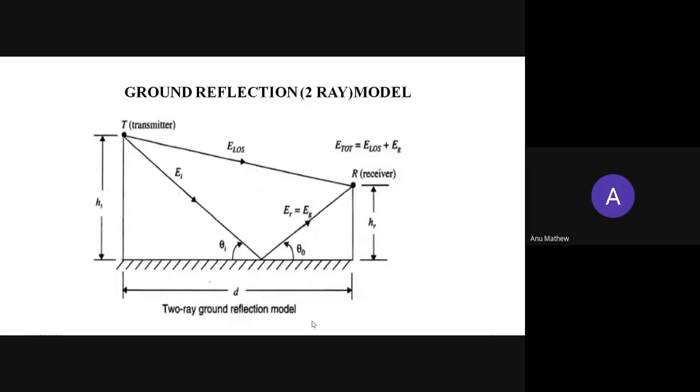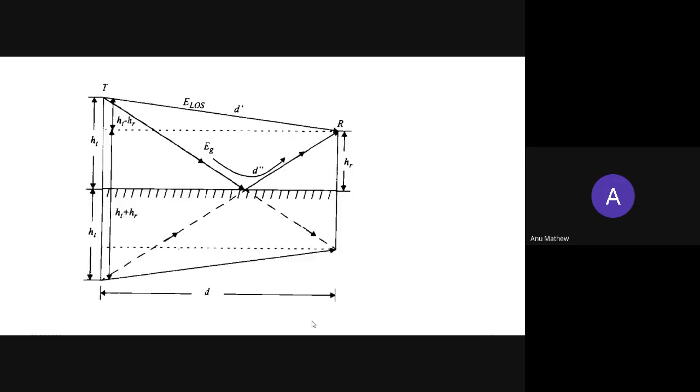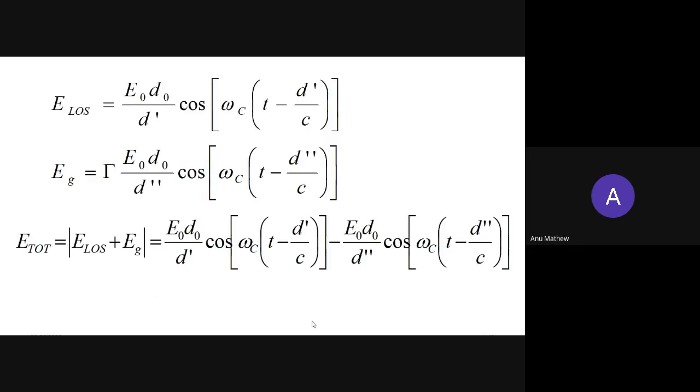Okay. So this is the actual representation of the two-ray ground reflection model, and this is for analysis. We are taking the mirror image of the ground reflection model. This is for the analysis, and now we have to find out what the received power is in the ground reflected two-ray propagation model.